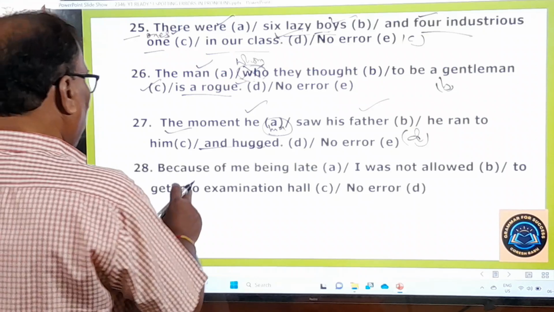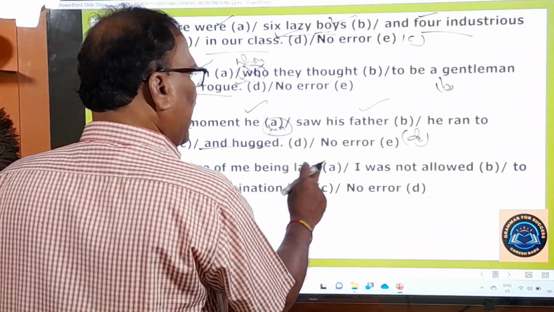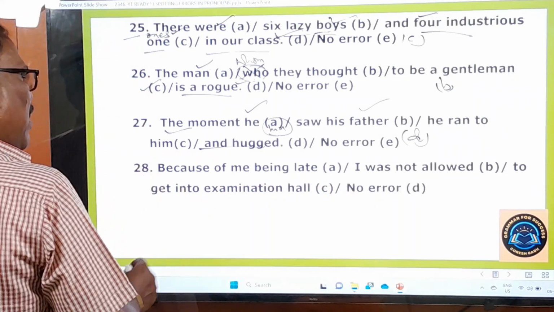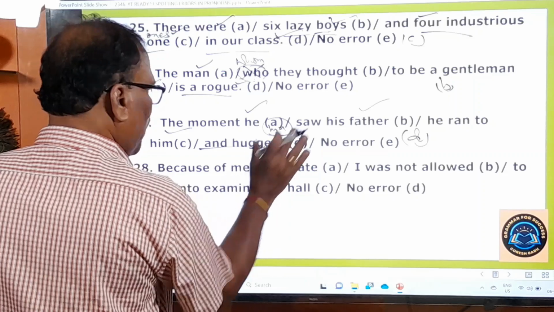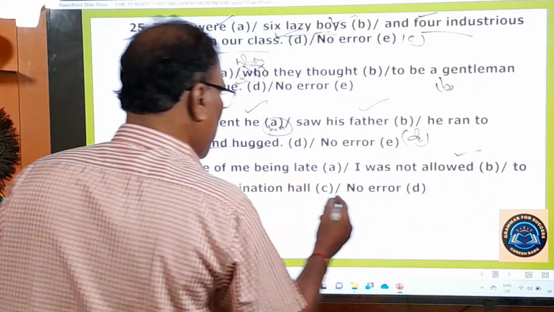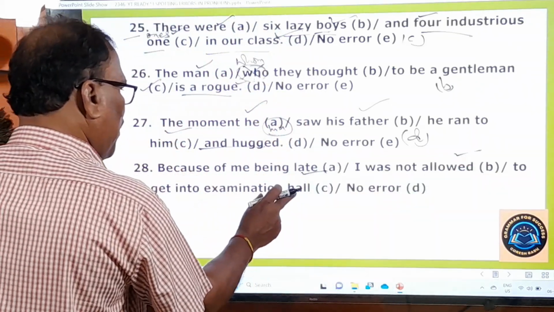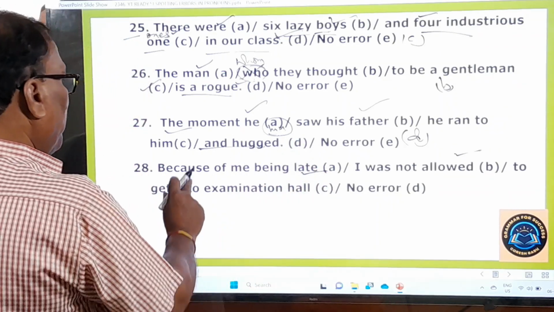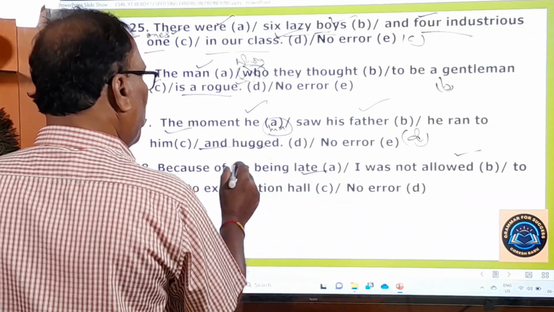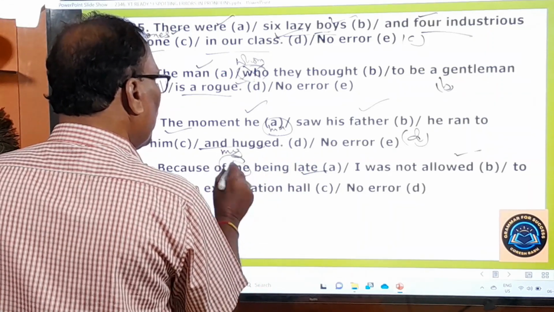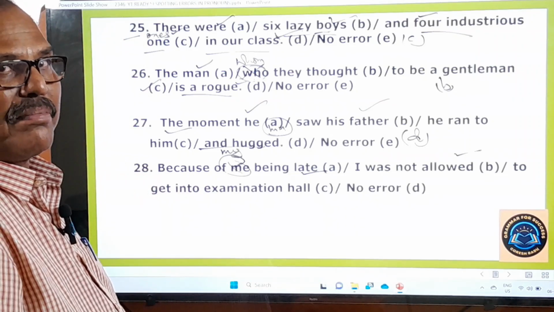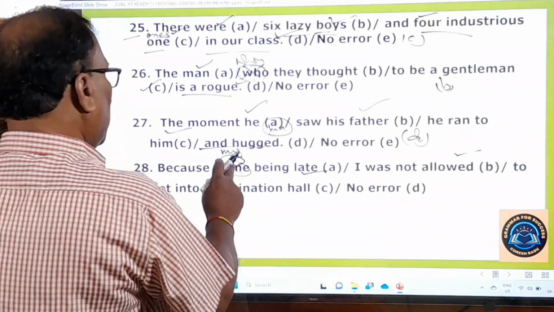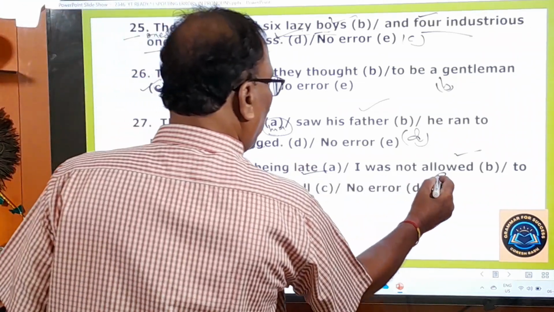And the 28th one, because of me being late, I was not allowed to get into the examination hall. No error. So here, if you observe this sentence, A part, okay. I was not allowed, B part is okay, and C part, to get into the examination hall, okay. But here, this A part is not okay. Why? "Because of me being late" is not correct. "My being". "Me being" is wrong. Because of my being late, you should have said. So since it is wrongly used, this A part is a mistake.